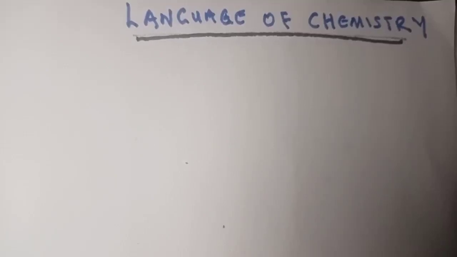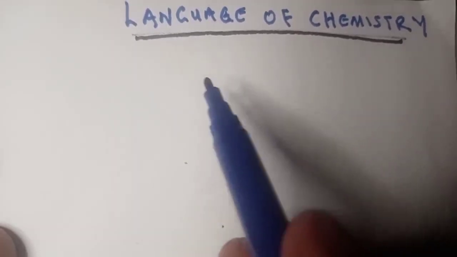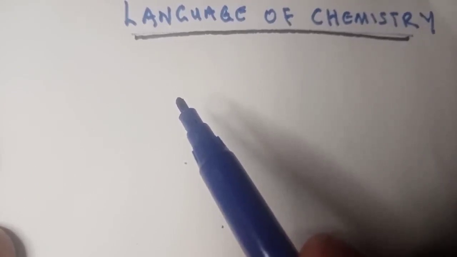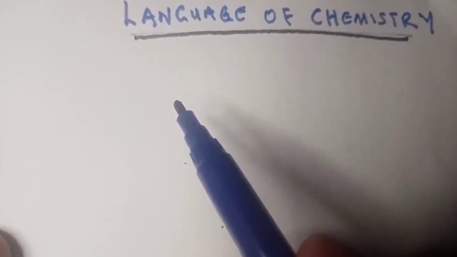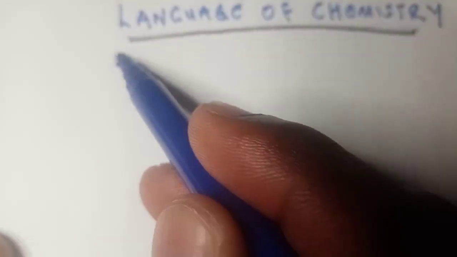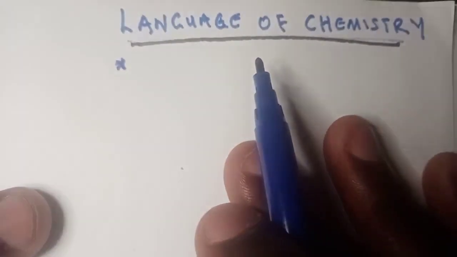Our topic for today is the language of chemistry. In our previous video, we looked at the language of chemistry and talked about three things: elements, mixtures, and compounds. Now in this video, we just want to highlight certain things that are of importance.